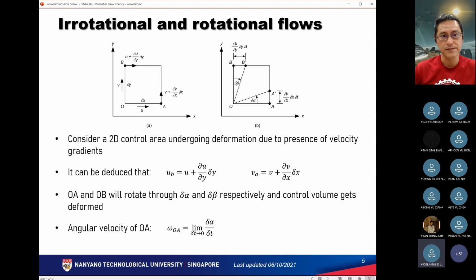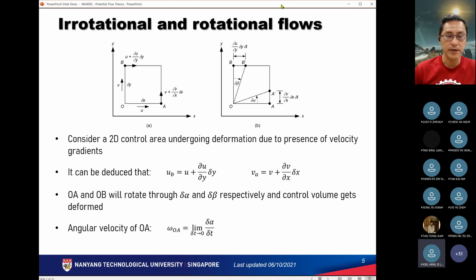Back to this slide. As I've mentioned earlier, when it comes to fluid motion, we have to be worried about fluid deformation as well, and whether the fluid is deforming or not actually allows us to judge whether the flow is irrotational or rotational.